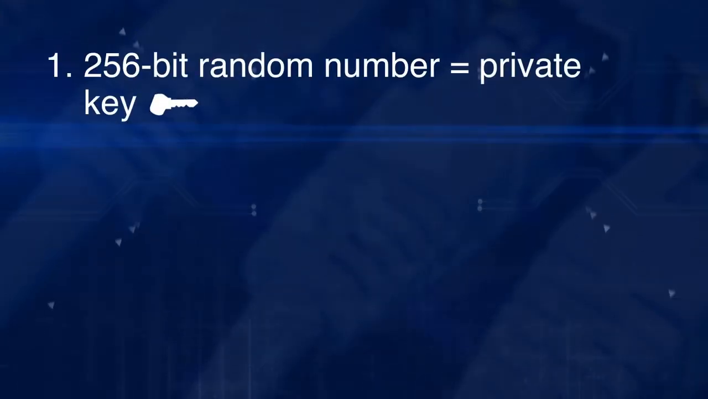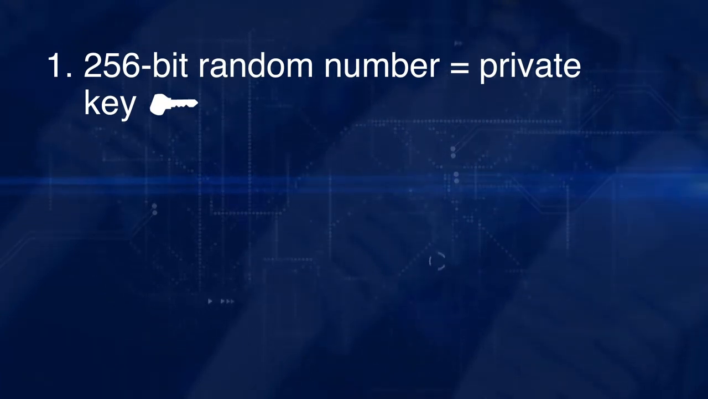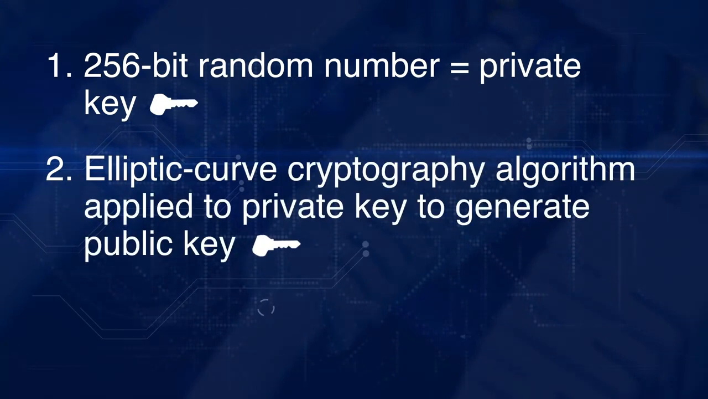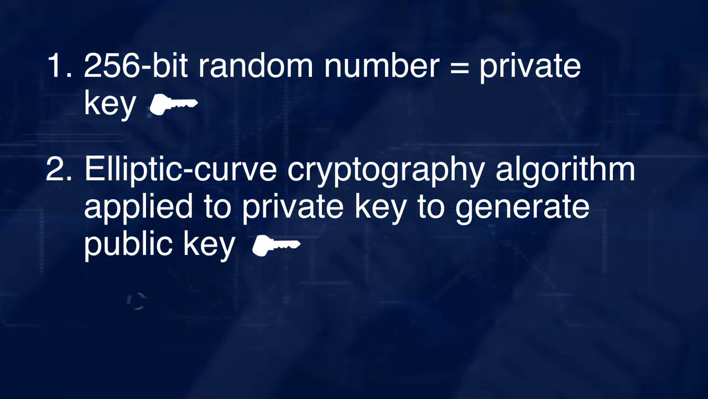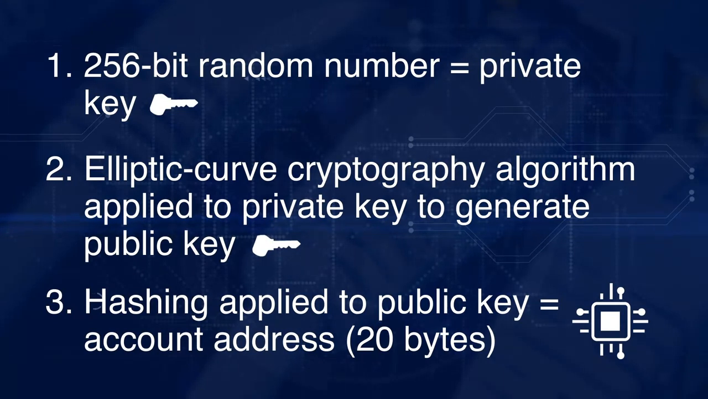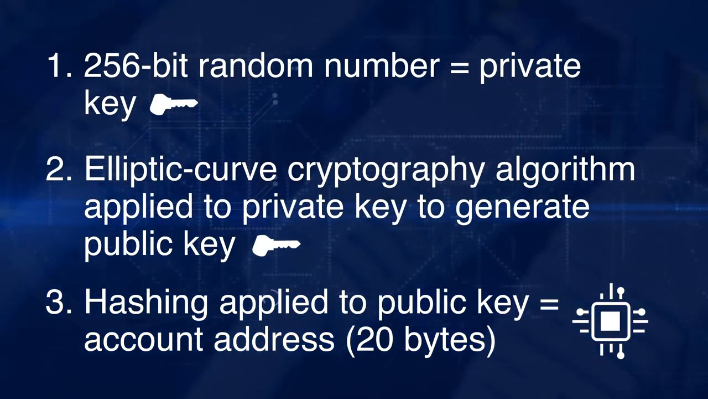Step 1. A 256-bit random number is generated and designated as the private key, kept secure and locked using a passphrase. Step 2. An ECC algorithm is applied to the private key to get a unique public key. This is the private public key pair. Step 3. Then a hashing function is applied to the public key to obtain the account address. The address is shorter in size, only 20 bytes or 160 bits.